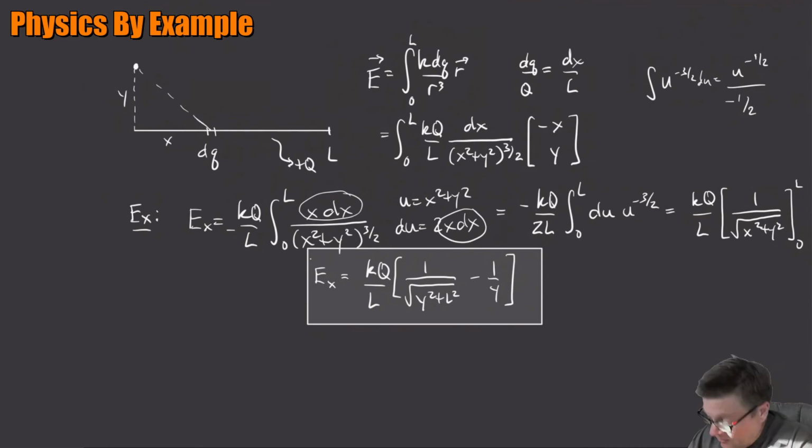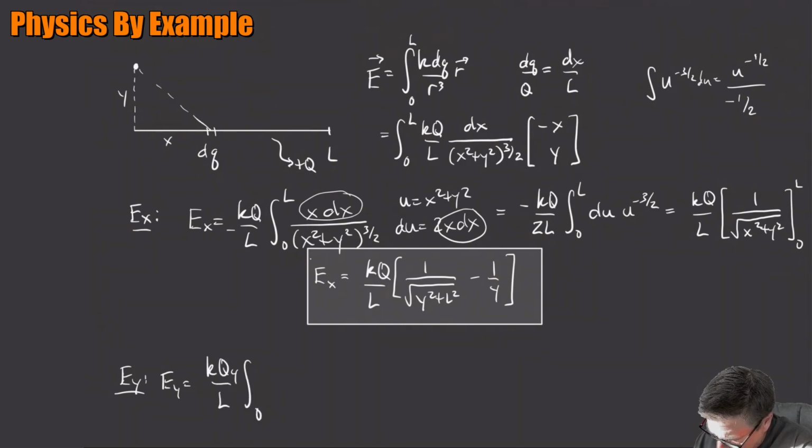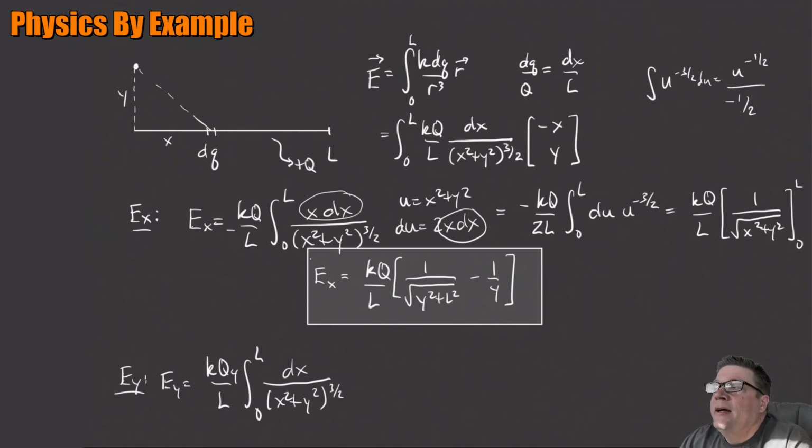And now let's do the y component. This is going to look pretty familiar. So let's go back up to the top, the general electric field. I just have my y, and as I move along, that's not going to change. So E_y is kqy over L, from 0 to L, and now I just have a dx over (x squared plus y squared) to the 3/2. That's the same integral that we just had before, so let's plug it in.